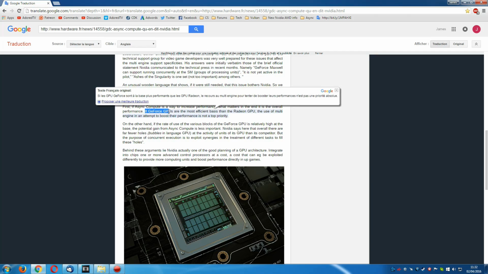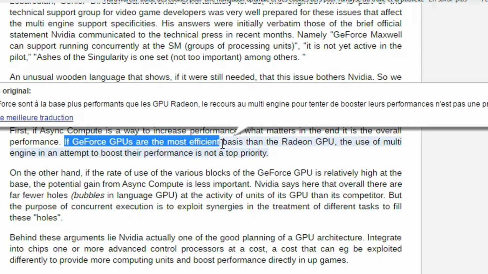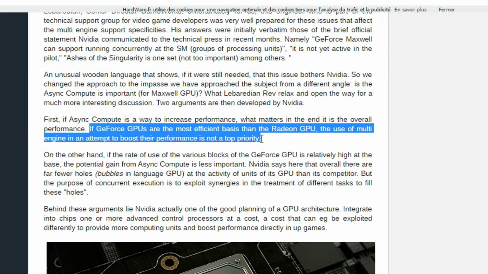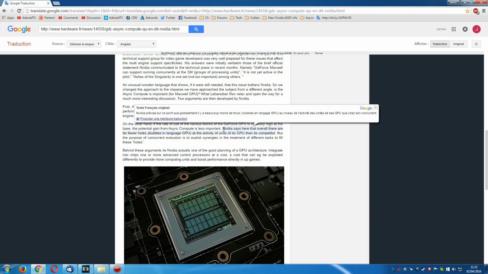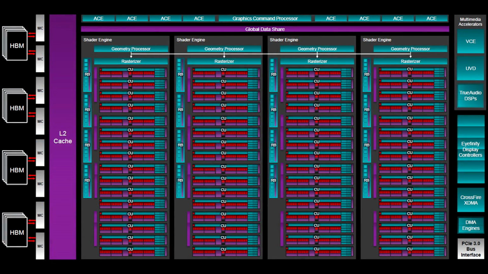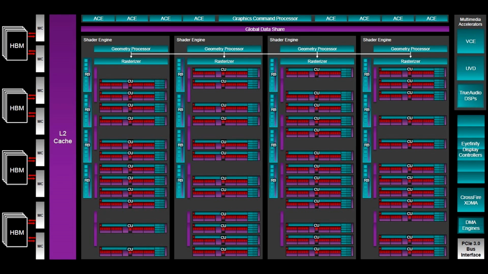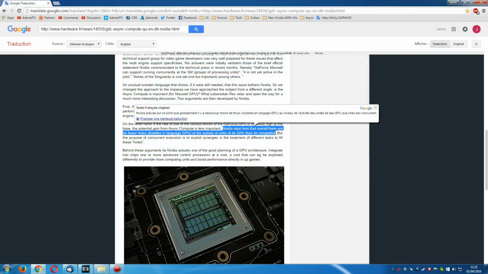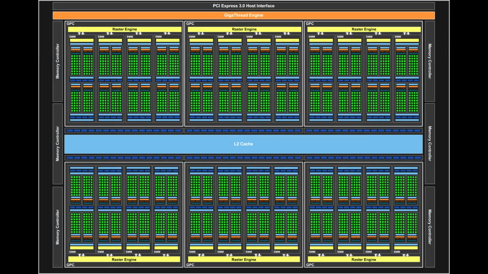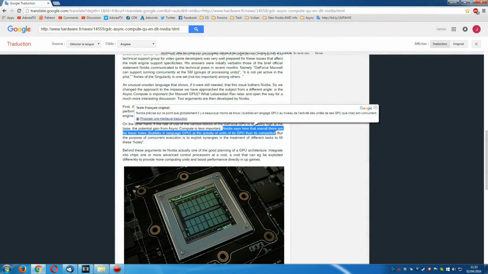Now this is a translation from French, but what he's saying here is, if GeForce is more efficient, then using multi-engine or using asynchronous shaders is not a top priority for NVIDIA. And most interestingly, what he said is that there are fewer holes in the activity of its GPU than its competitor. In other words, where a card like the Fury X can be as bad as 20% underutilized like what we saw in Ashes, what he is saying here is that Maxwell is nowhere near as inefficient. He's basically saying that Maxwell is already tapped out, or very close to full utilization. So asynchronous shading is not going to do much more for the Maxwell architecture anyway.